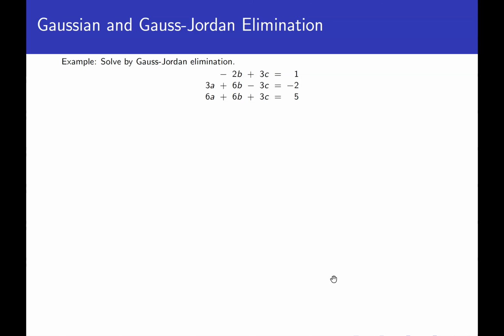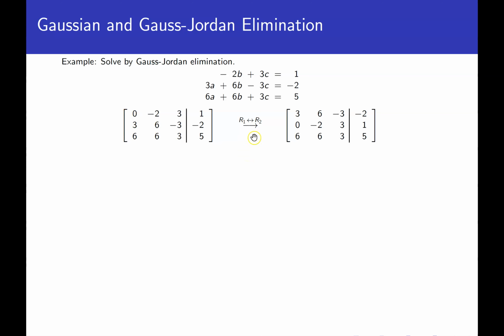Let's do one with Gauss Jordan elimination. All right, so here's our augmented matrix for the system. Notice the first step is to get a 1 in the upper left-hand corner. Right now I have a 0. So we'll swap 2 rows. Doesn't matter which ones. I just need to get something that's not 0 up here. So I swapped row 1 and row 2.